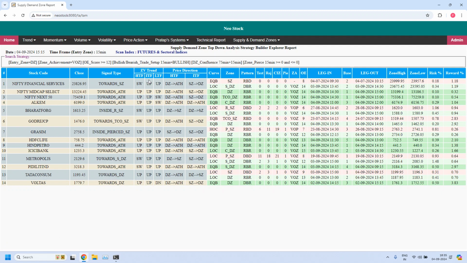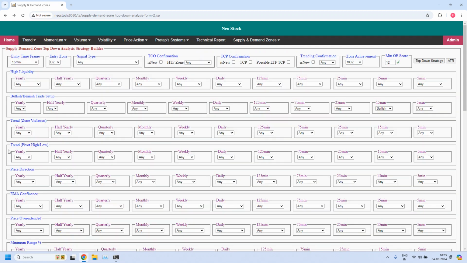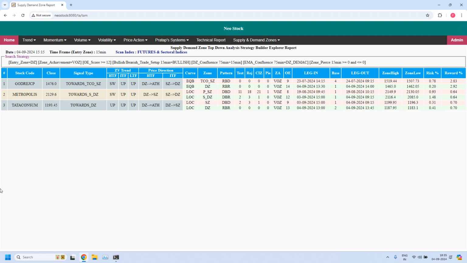Because the 75-minute zone trend, the ITF trend, is uptrend, let us verify whether any of these 75-minute zones are having confluence with daily EMA. So in the EMA, daily EMA at 75 minutes time frame, I am checking 75 minutes demand zone with daily EMA confluence. Let's verify. Now the list has come down to 3. These 3 stocks are having daily EMA confluence. And all these 3 demand zones are currently supporting bullish trade setup for daily income trade, and also all these 75-minute zones are having confluence, and 15-minute zones are having confluence with the 75-minute zone.